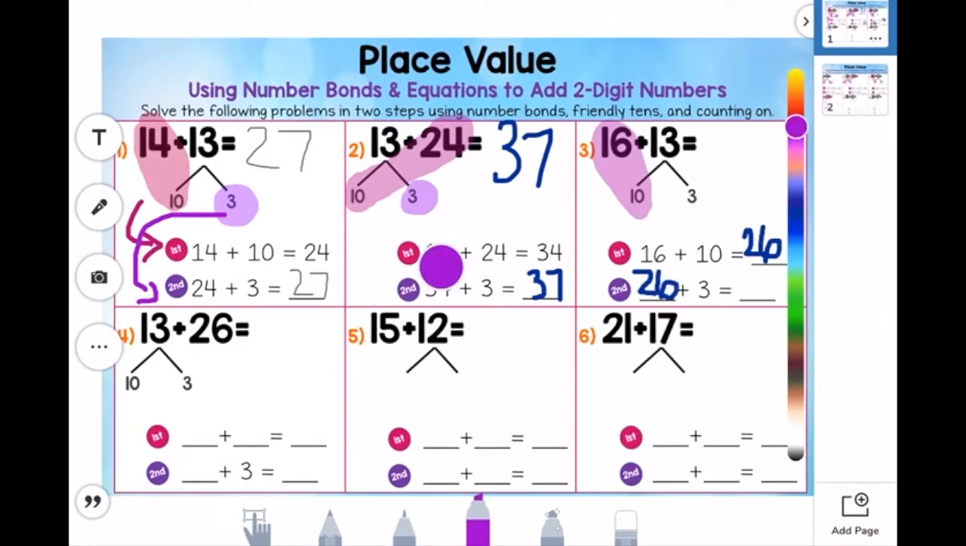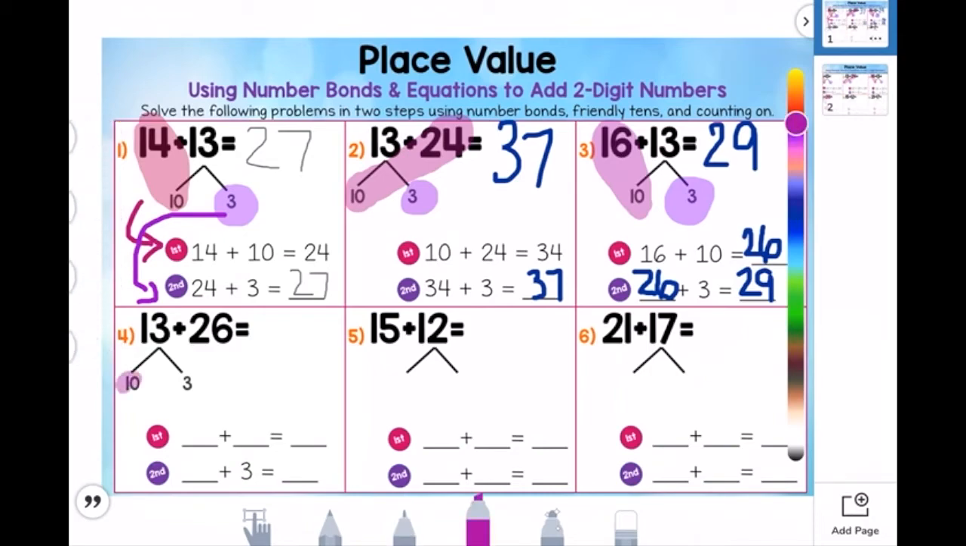Then I need to look at this little extra amount here, which is 3, and add that to 26, which I can do by counting on. 26, 27, 28, 29. That's my answer. So I'm going to write that here and make sure I go back up to the top and write it there. Things get a little bit more complicated as we get to the bottom because there are more blanks.